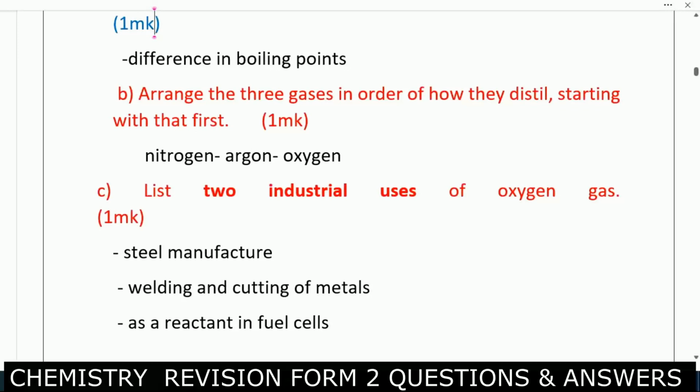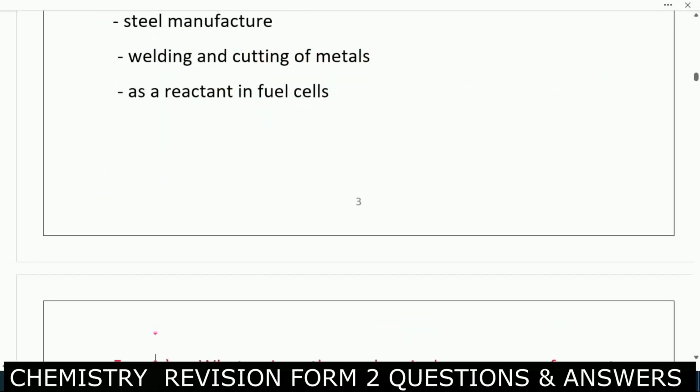Next, list 2 industrial uses of oxygen gas. They repeat this one even in KCSE. Industrial uses of oxygen. Number 1, in the manufacture of steel. Number 2, welding and cutting of metals. Next, as a reactant in fuel cells. Go to the next question.